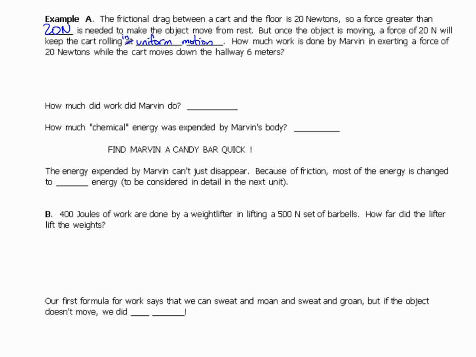How much work is done by Marvin in exerting the force of 20 newtons while the cart moves down the hallway 6 meters? So let's start with our formula. Work equals force times distance. So we are exerting a force of 20 newtons over a distance of 6 meters for a grand total work of 120 joules. Newtons times meters give us a joule.